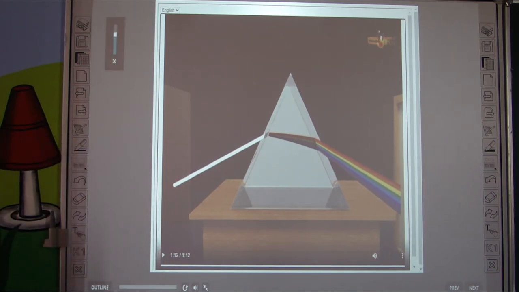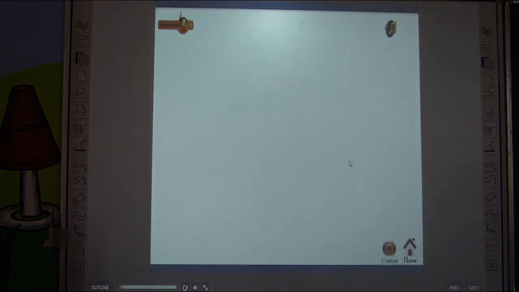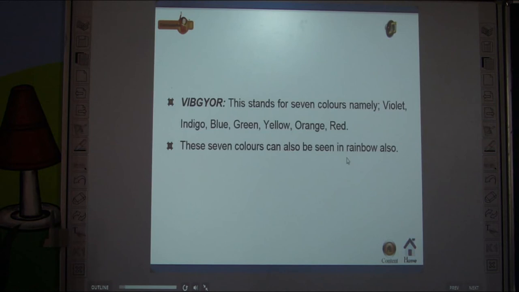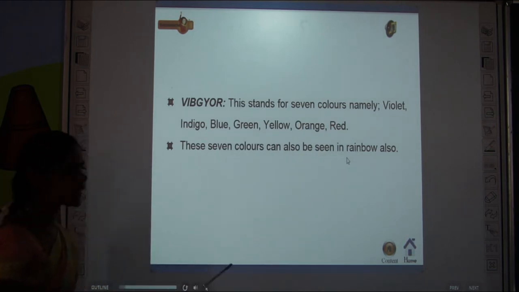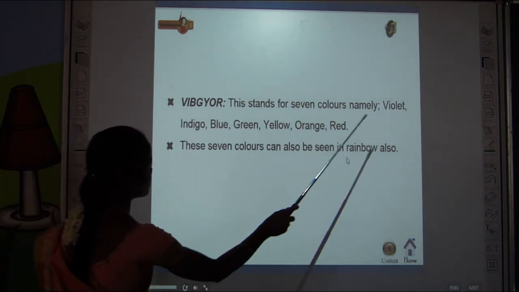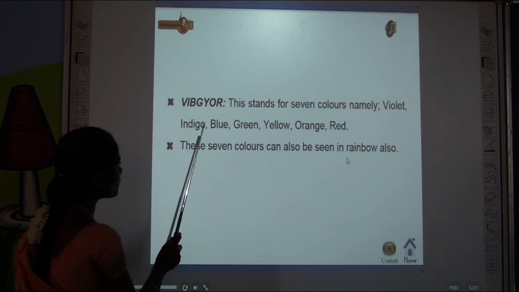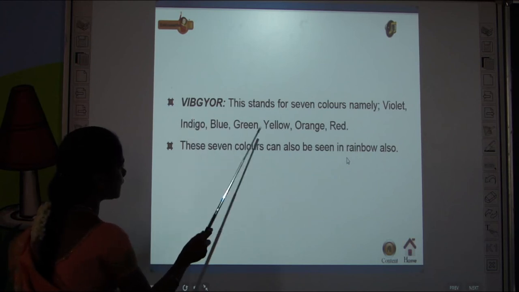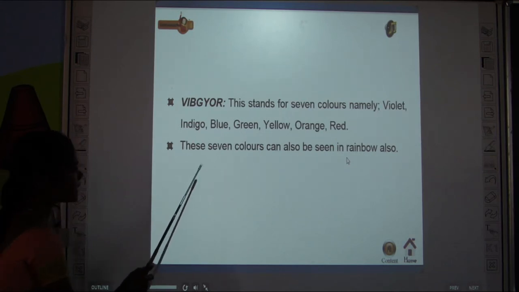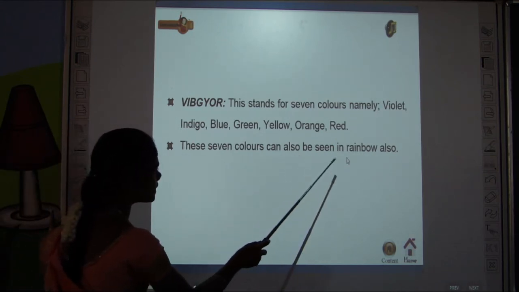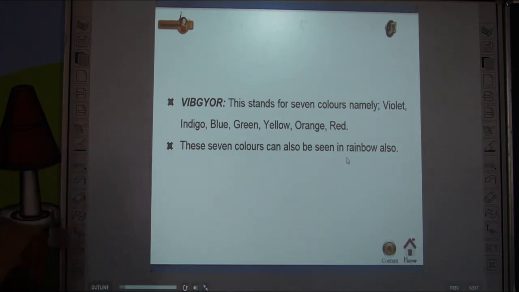The next one. I told you what Vijaya stands for. This stands for 7 colors, namely V violet, I indigo, B blue, G green, Y yellow, O orange and R red. So these 7 colors can also be seen in a rainbow.